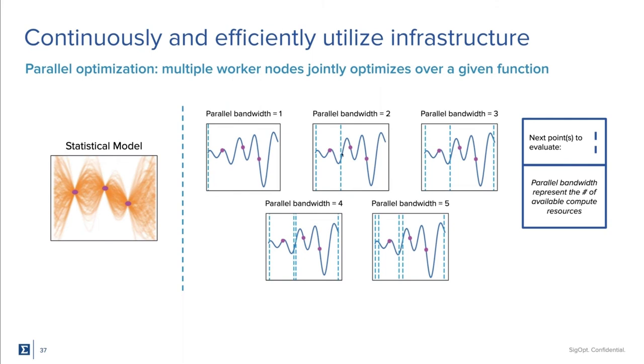But if we can sample multiple points in parallel, then that allows us to do things like explore a bit more and sample this point in the middle in addition to the point on the edge. At parallel bandwidth 3, it's still exploring. But at parallel bandwidth 4 and 5, what it's doing is it's taking advantage of the fact that it can actually sample multiple things simultaneously to further resolve or exploit potential local optima within this region here.